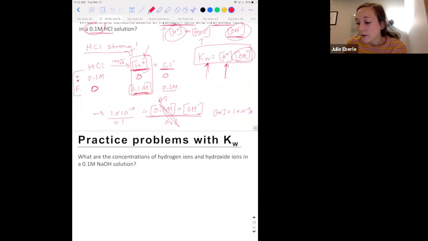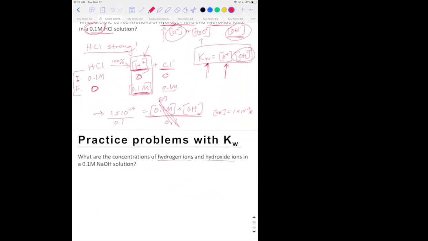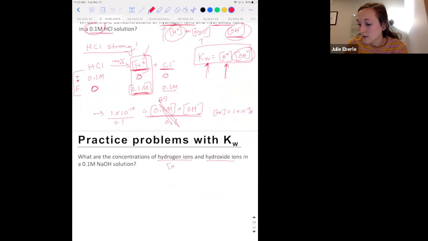Okay, now the same question here. What are the concentrations of hydrogen? Did that help, Aaliyah, by the way? Yes. Okay. Same question here. What are the concentrations of H plus and what are the concentrations of OH minus in a 0.1 molar NaOH solution? What kind of solution is this? What is NaOH? Does anybody remember?